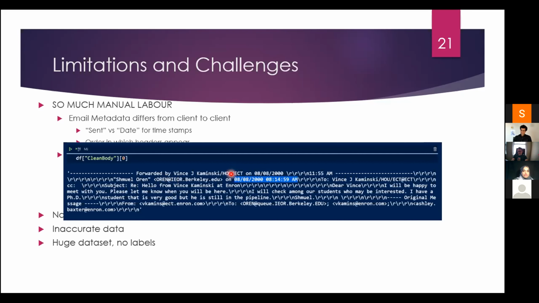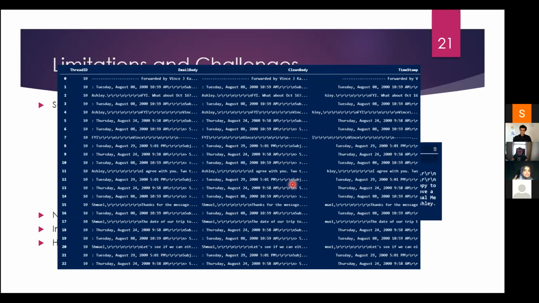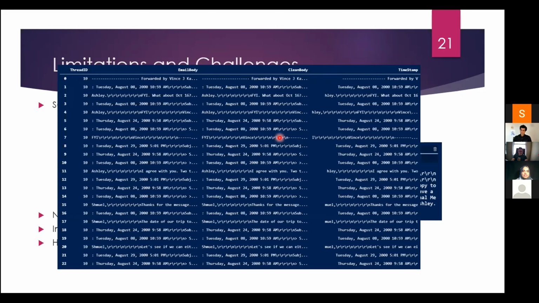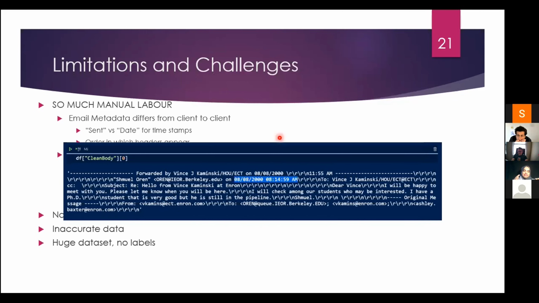When I'm looking at this email timestamp, it shows that this person received this email at 8:14 a.m. Immediately when I saw it, I knew it didn't make any sense, because in the original data set, the first email sent in this thread was sent at 10:59 a.m. There's no way a person could receive the email at 8:14 if it was sent at 10:59. But because I had worked with this data set for a long time, I knew that the Enron headquarters were based in Houston, and the person being emailed lived in Berkeley, California. And Houston and Berkeley have a 2-hour time difference.